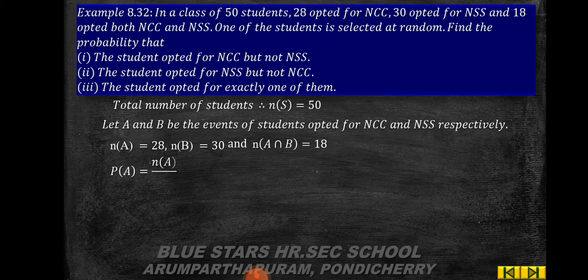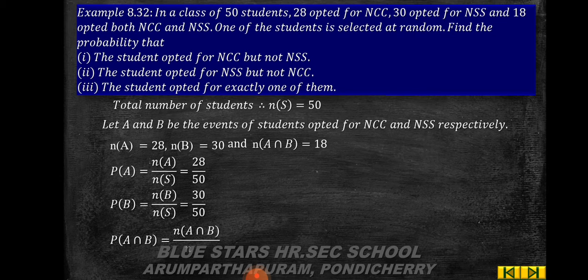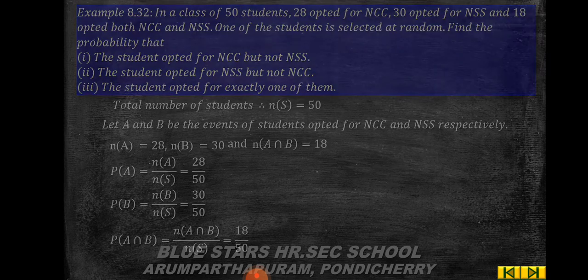So P(A) is equal to n(A) by n(S), which is equal to 28 by 50. Then P(B) is equal to n(B) by n(S), which is equal to 30 by 50. P(A ∩ B) is equal to n(A ∩ B) by n(S), which is equal to 18 by 50.